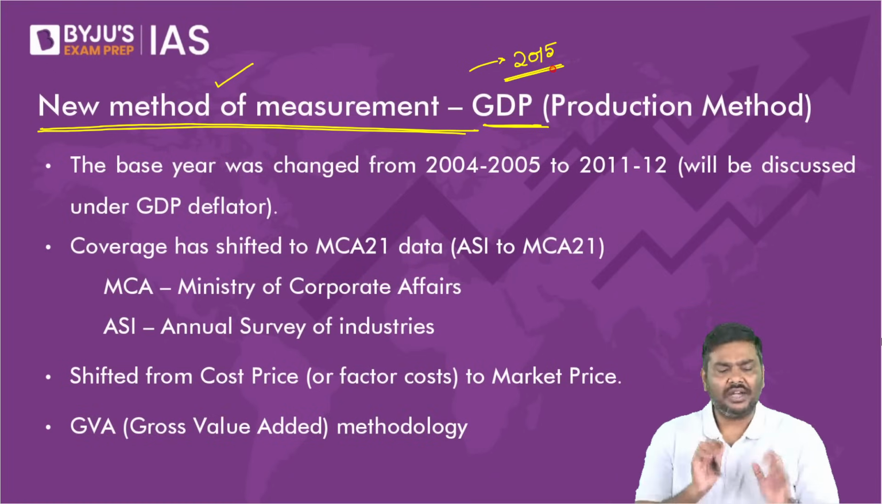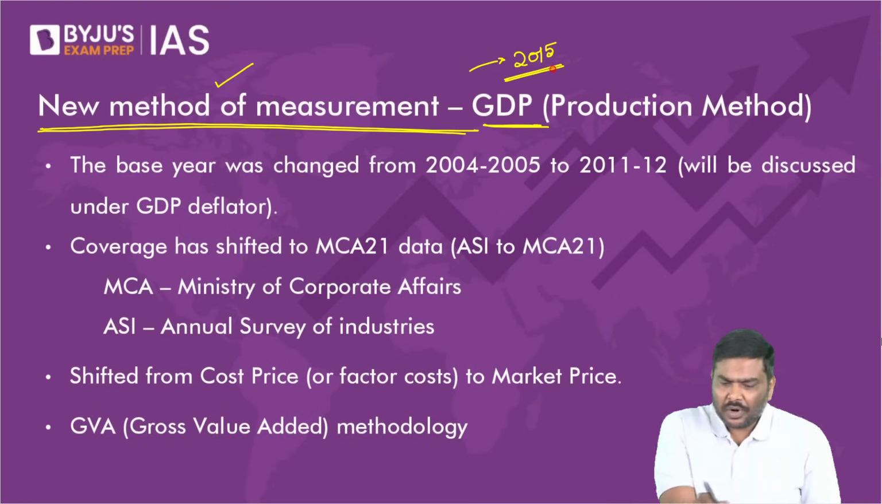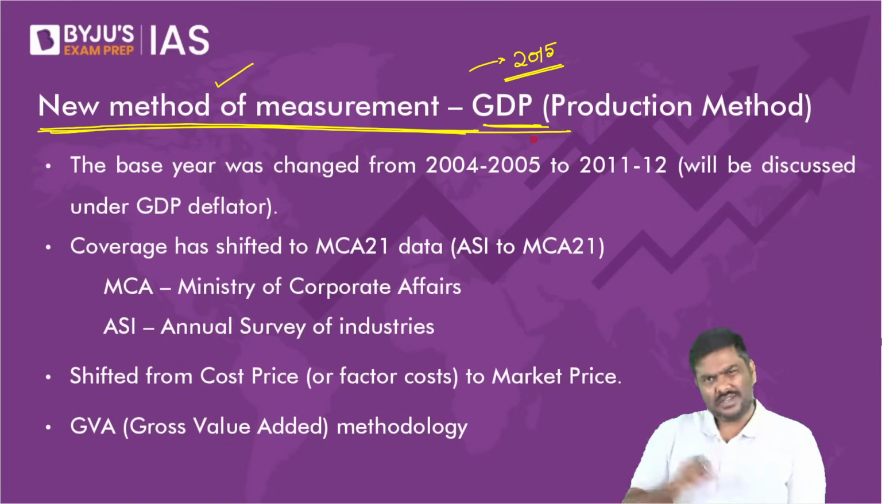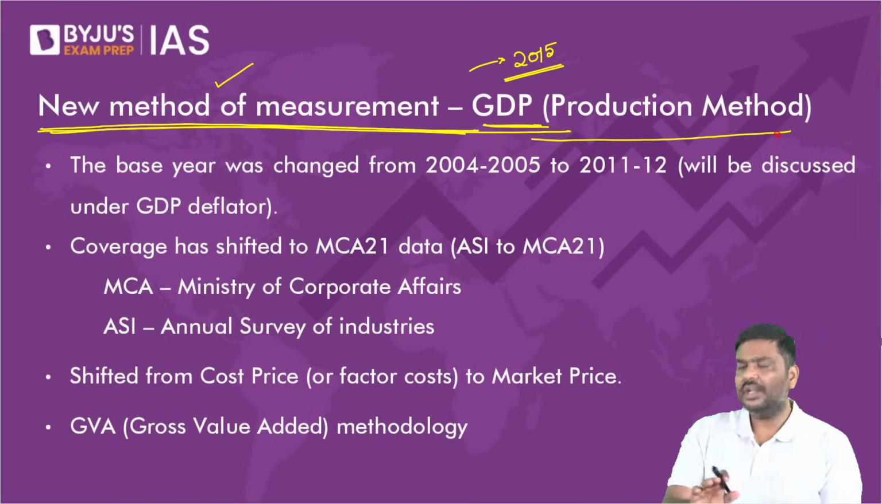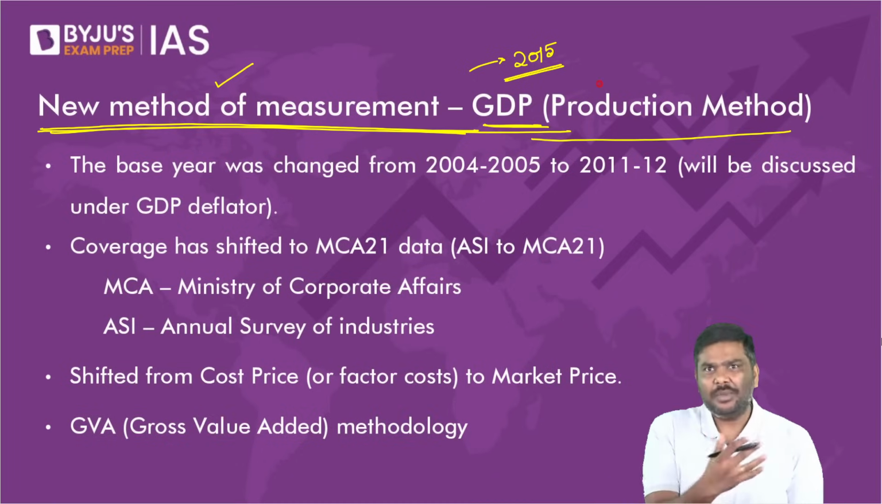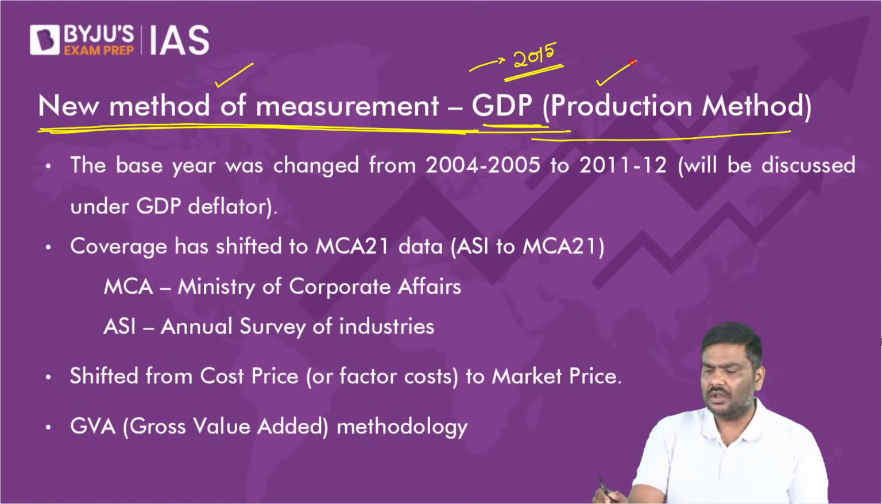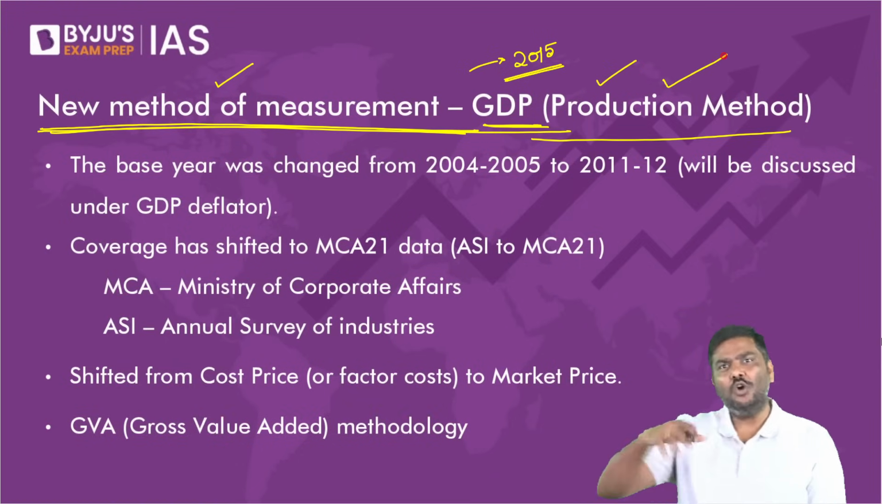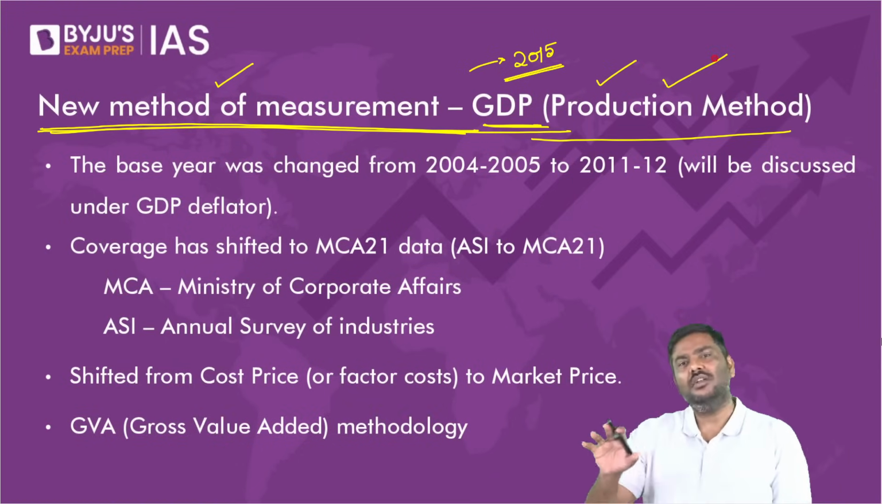Okay, let's start. Now, what are the important changes that we have done in the calculation of GDP? Follow this, slightly technical, but it is important. UPSC last year has already asked a question on this. What are the important changes in the GDP calculation methodology? I'm talking about the output value method or production method.